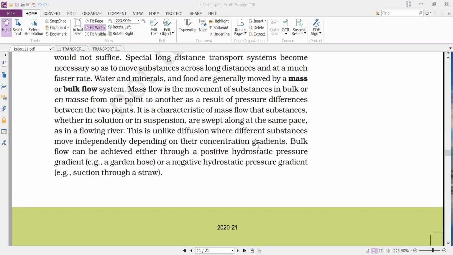So by developing a positive hydrostatic pressure or a negative hydrostatic pressure, in both ways we can undergo this bulk flow or mass flow. And that one we will discuss in detail in the next class.